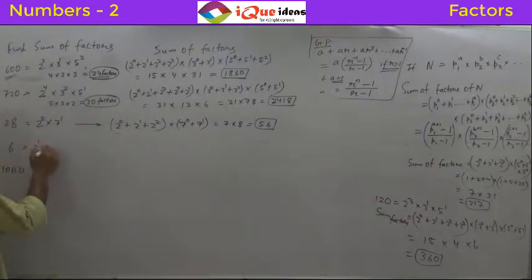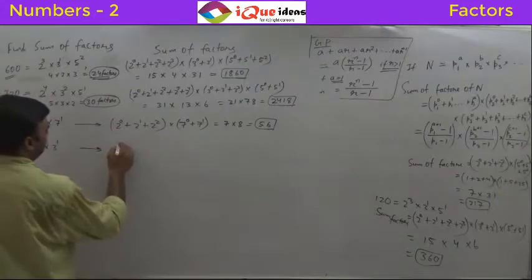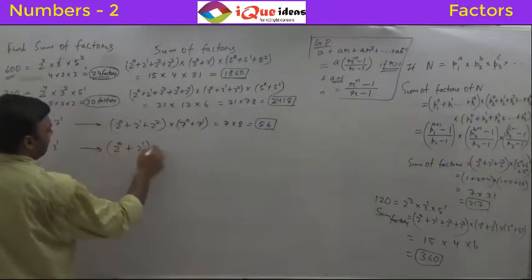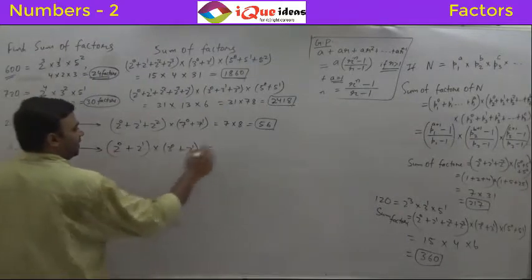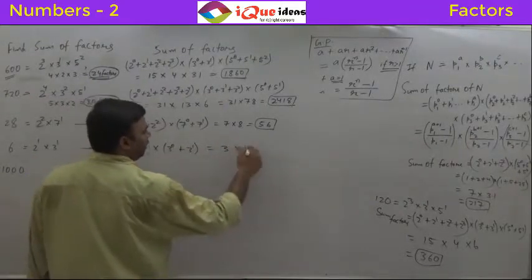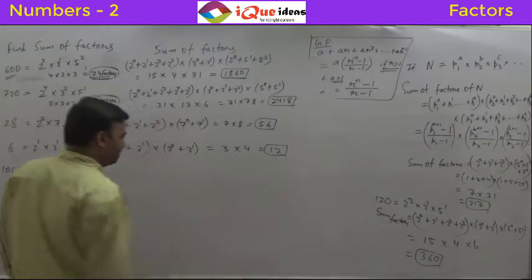6 is 2 to the power 1 into 3 to the power 1. We already know that the factors of 6 are 1, 2, 3, 6. You can actually add them. That sum will be 12. Let's check from the formula: (2 raised to 0 plus 2 raised to 1) into (3 raised to 0 plus 3 raised to 1), which is 2 plus 1, 3, and 3 plus 1, which is 4. So 3 into 4, that is 12.